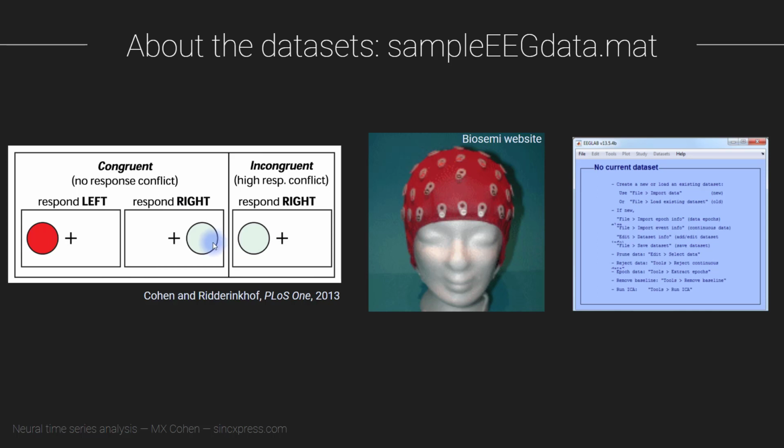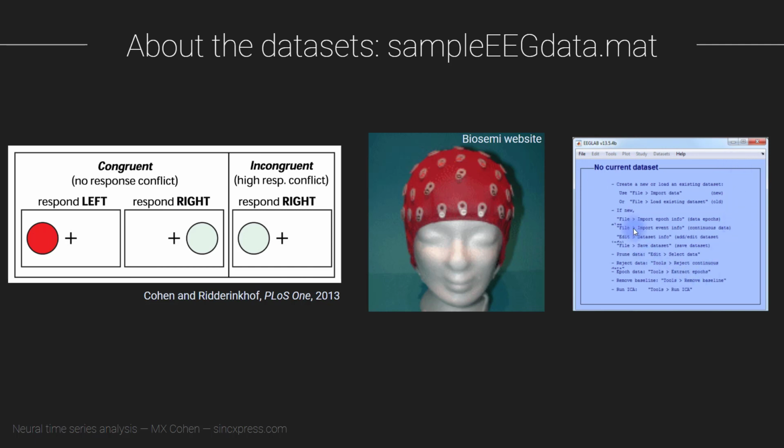This experiment is published in a paper, and the data set, which is the file name, is called sample EEG data. And it is one data set out of, I don't even remember how many data sets, but maybe 20 or 25. So it's a little bit of data from this published study. We have 64 electrodes placed on the scalp. So this just shows you a picture of what the EEG cap looks like, with a styrofoam head. And the data are provided in EEG lab format.